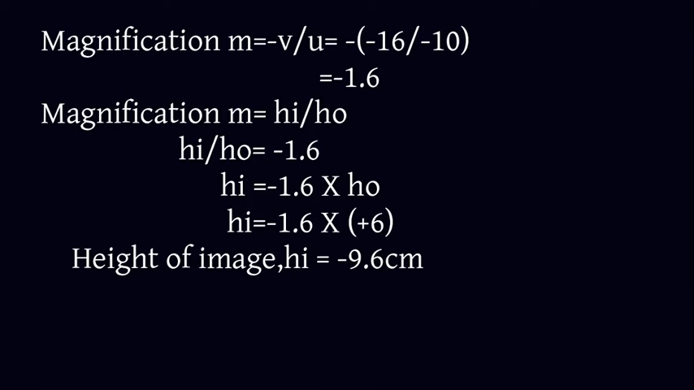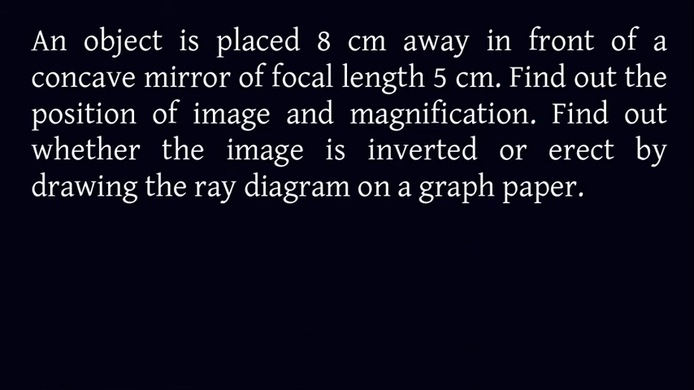Okay. Now another problem. An object is placed 8 centimeter away in front of a concave mirror of focal length 5 centimeter. Find out the position of image and the magnification. Find out whether the image is inverted or erect by drawing the ray diagram on a graph paper. So it is concave mirror, and what are the quantities given? That is object distance is given, focal length is given, and find out.